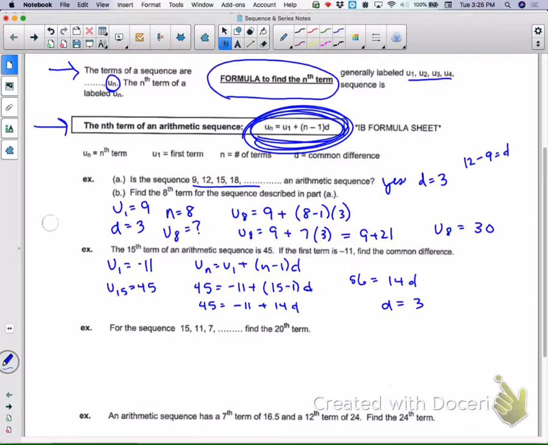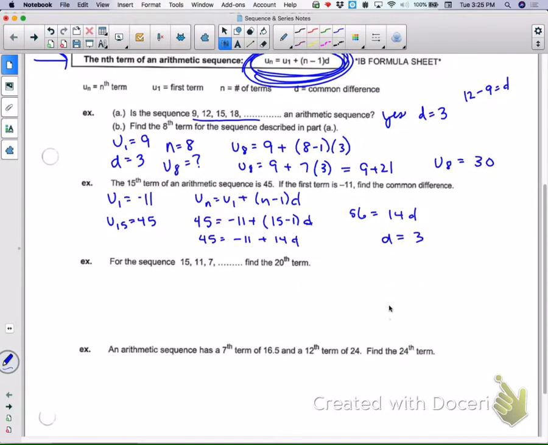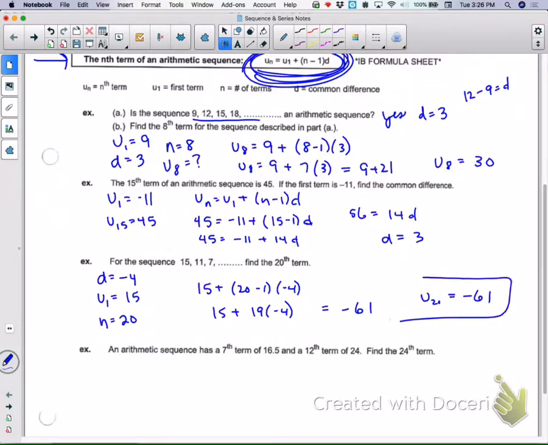Okay. All right, next, we have a sequence 15, 11, 7, find the 20th term. Okay, so we had one similar to this up above. I just wanted to remind you that your d value is always what you're adding. So in this case, we're subtracting 4 each time, but my d value is going to be a negative 4. And my first term is 15, and my n is 20. So 15 plus 20 minus 1 times negative 4. So 15 plus 19 times negative 4. And that would give me negative 61. So u sub 20 is negative 61.